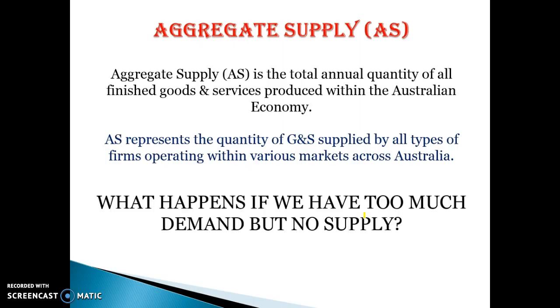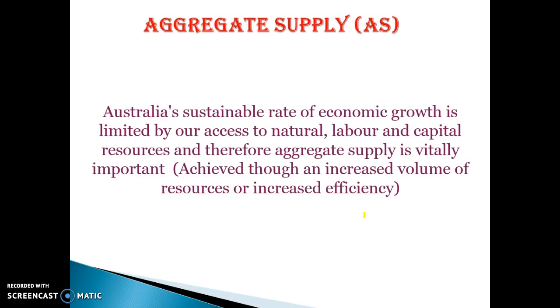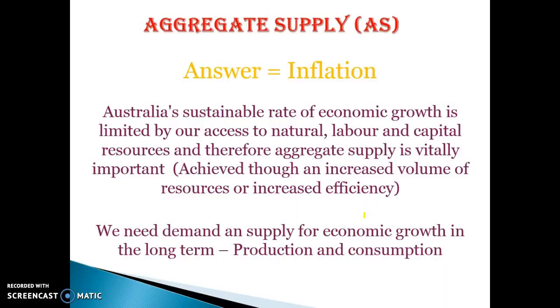Okay, what happens if we have too much demand but not supply? We have inflation. Australia's sustainable rate of economic growth is limited by our access to natural, labour and capital resources. If we can't develop these resources so that we can produce more, we're just going to get inflation when we demand too much. So aggregate supply is vitally important to improving the efficiency with which we use our resources and therefore promoting our long-term sustainable growth. It's all about long-term growth, and it's all about being able to produce to meet that extra consumption. Having the production available to meet the added consumption.